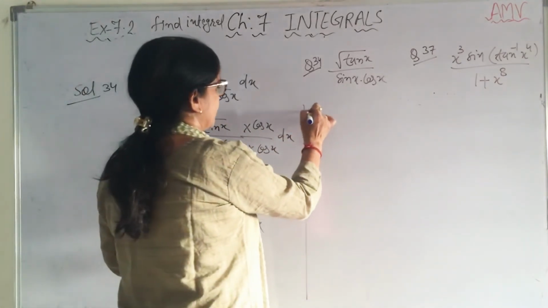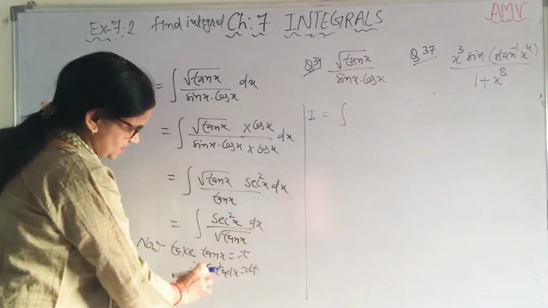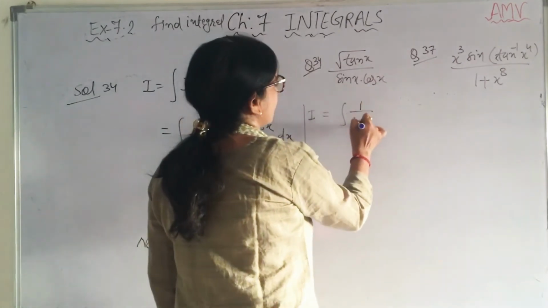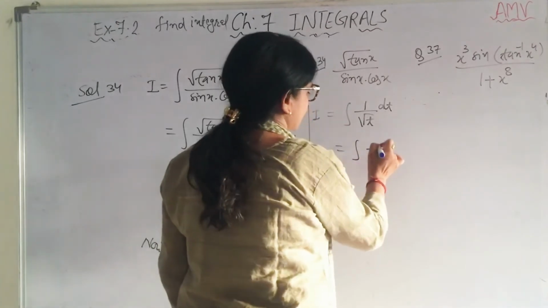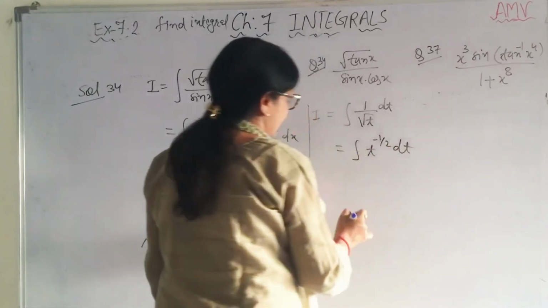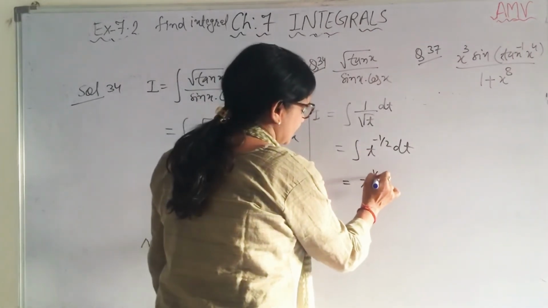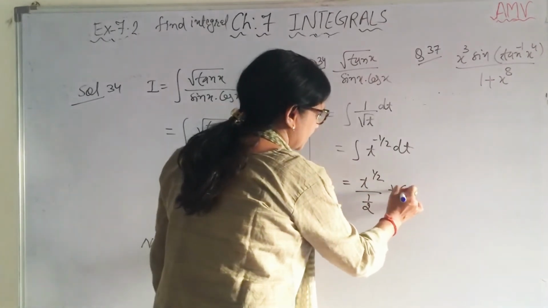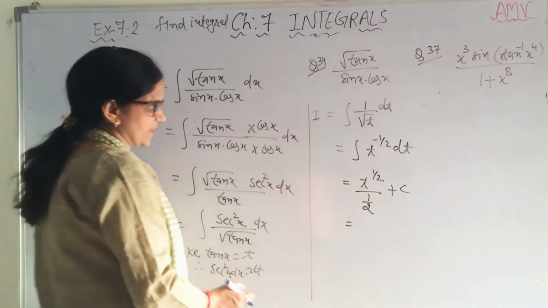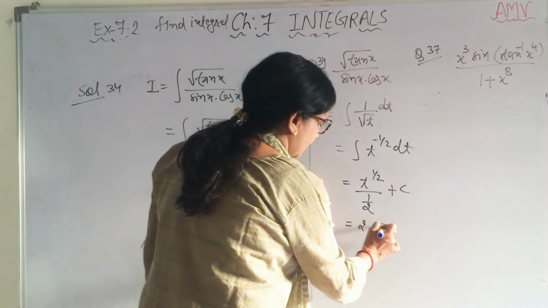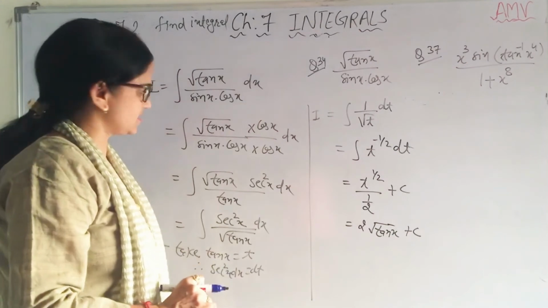The next step, integration is here sec square x dx is dt, and in the denominator 1 by root t. Now students, integration of it is t raised minus 1 by 2 dt. Okay, so apply the formula of x raised n. You will get t raised 1 by 2 and here in the denominator 1 by 2 plus c. Now substitute the value of t. t is tan x. So you will get 2 under root tan x plus c. This is the answer of this question.